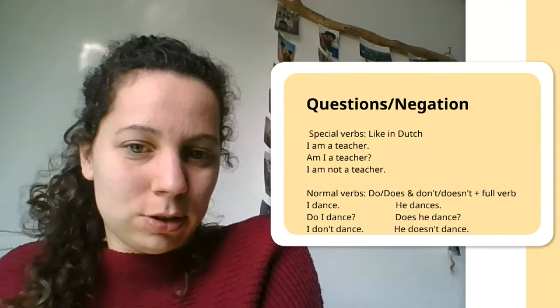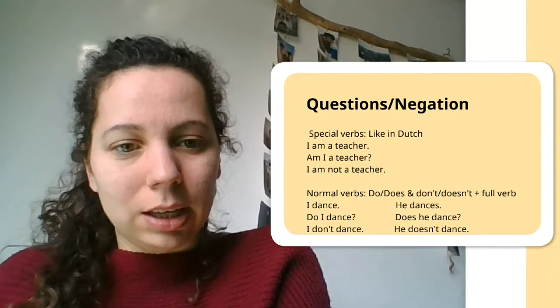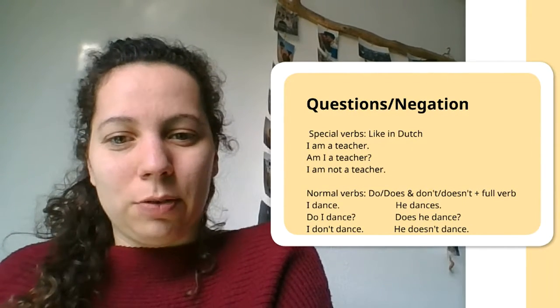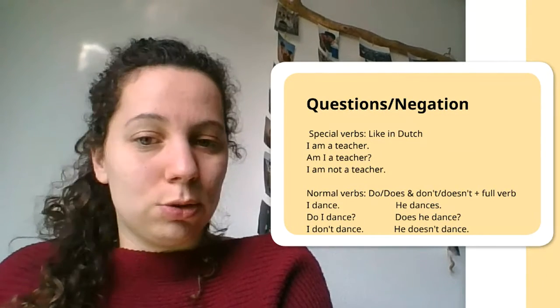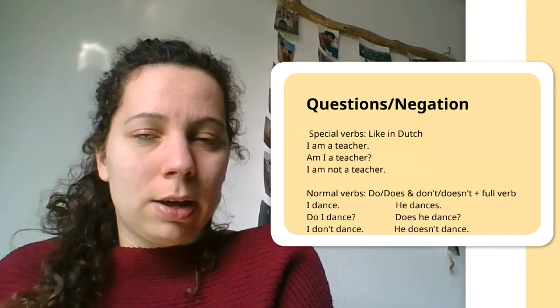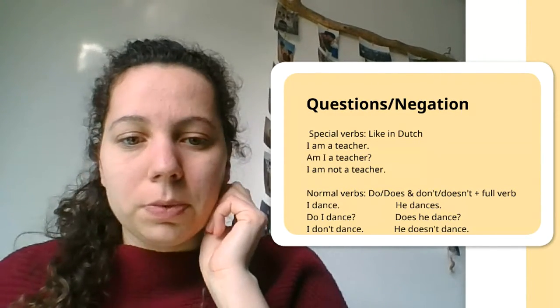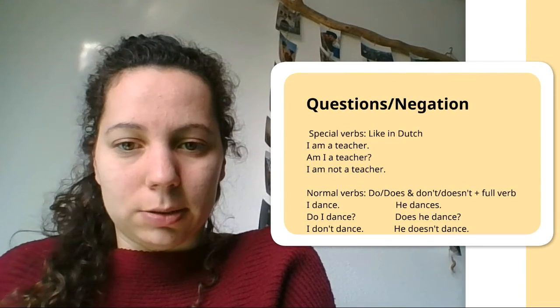After do, does, don't, doesn't, we always use a full verb. I can't say that often enough, I think. But what do I mean with that? Let's go into it. If I have the sentence "I dance", then the question is, do I dance? Because I use do for I. If you think of the list of do forms, it's I do. So do I dance? And the negation is I don't dance.